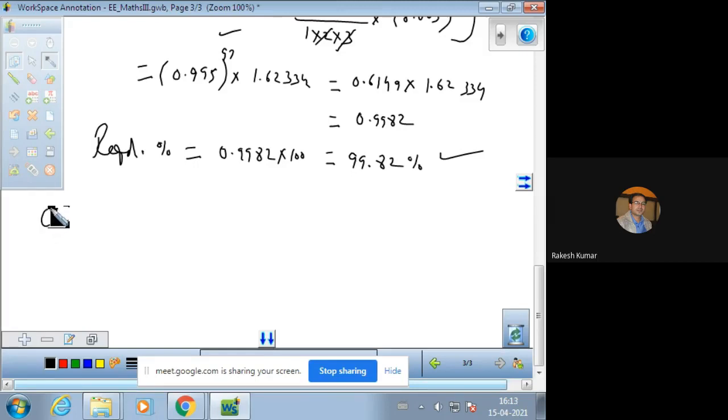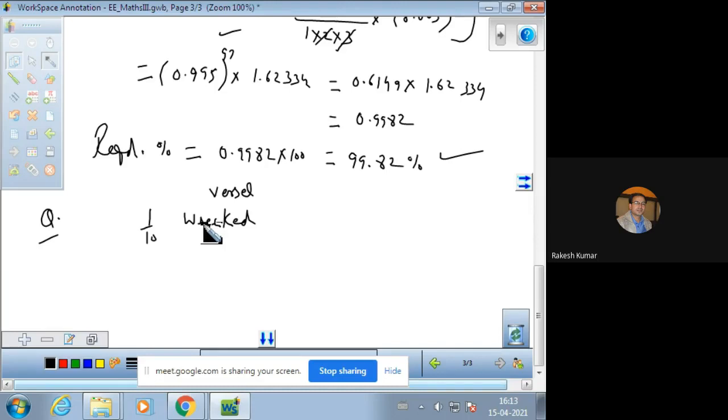One more question we have: if on an average one vessel in every 10, 1 out of 10, is wrecked. Wrecked means cracked. You can say the vessel is cracked. We are taking the example of a vessel. A vessel may be cracked or it has small cracks.